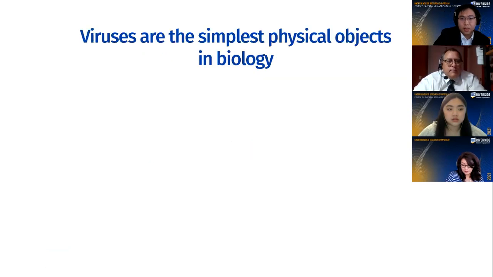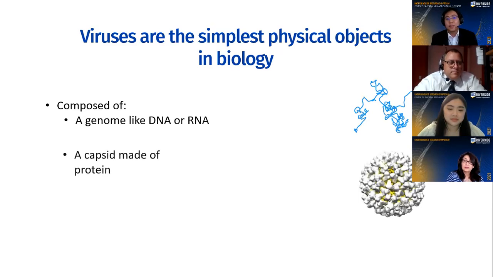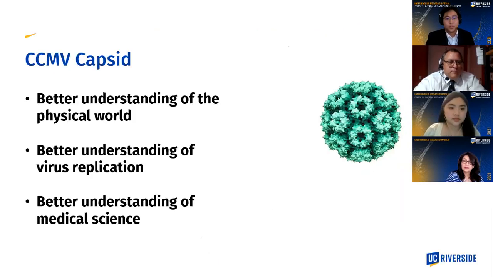So let's get into a bit about what a virus is. I know everyone is familiar at this point, but let's go through the simple biology. Essentially, viruses are the simplest biological objects in biology. They are composed of a genome, as you can see by those squiggles on the right, representing either DNA or RNA. And they have a capsid. Viruses have a capsid made of protein. Now, this capsid encompasses this genome right here.